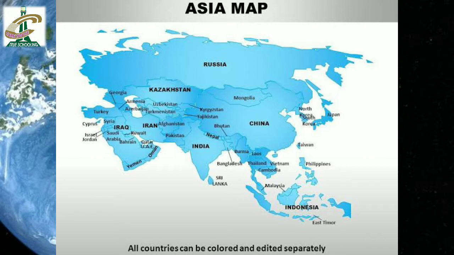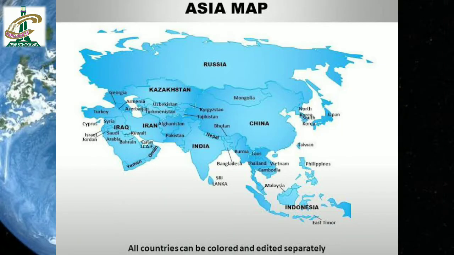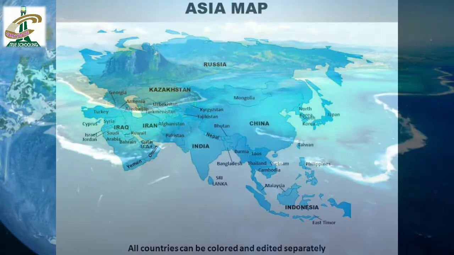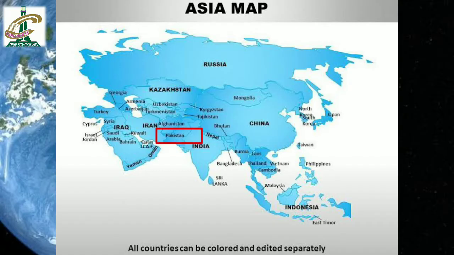So dear students, let's discuss Asia. Dear students, Asia is the largest continent in the world. In its east lies the Pacific Ocean, and continent of Europe is located in the west, and in the north the Northern Ocean, and in the south the Indian Ocean is located. Dear students, our Pakistan is also located in continent Asia.